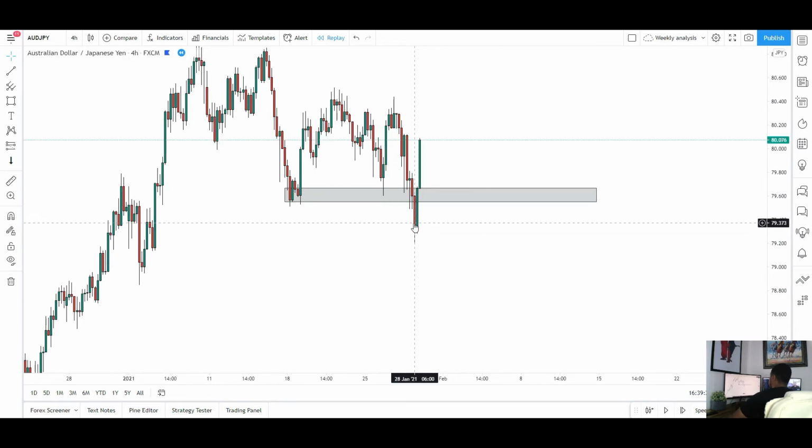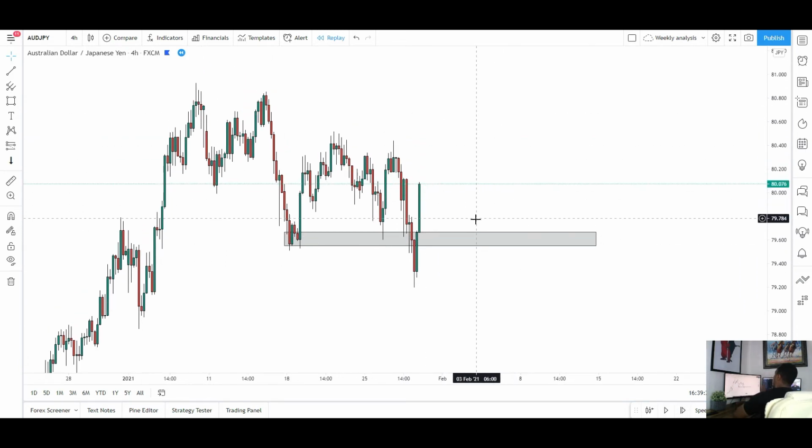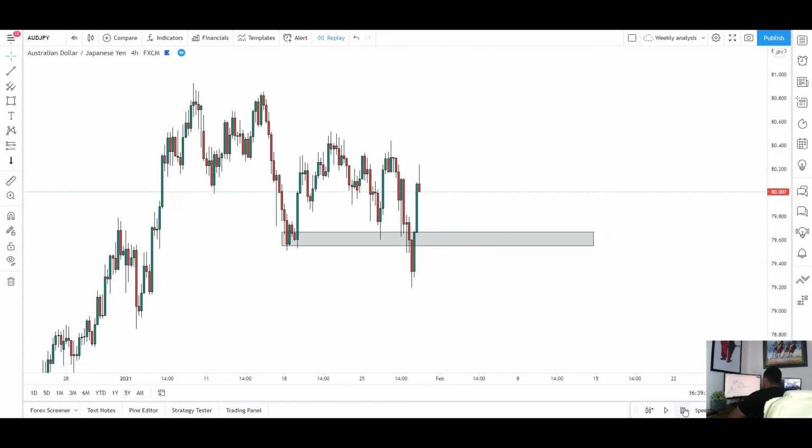And then here's the important thing, we see that impulsive move back up, closing back above our support or our resistance, obviously in this case support.